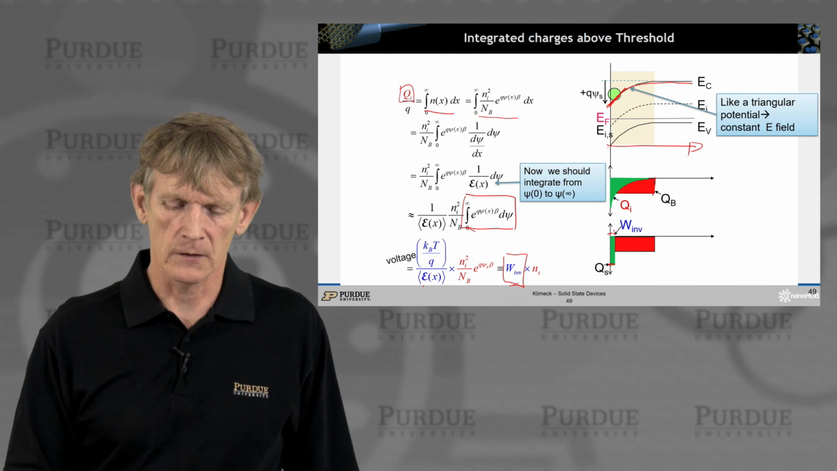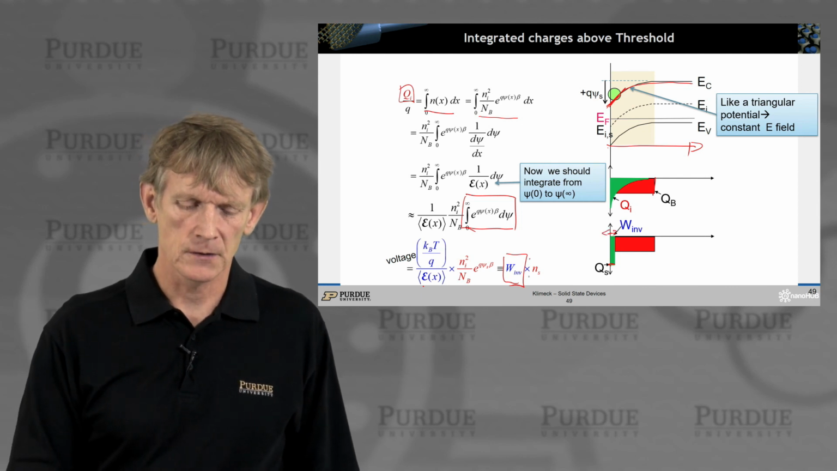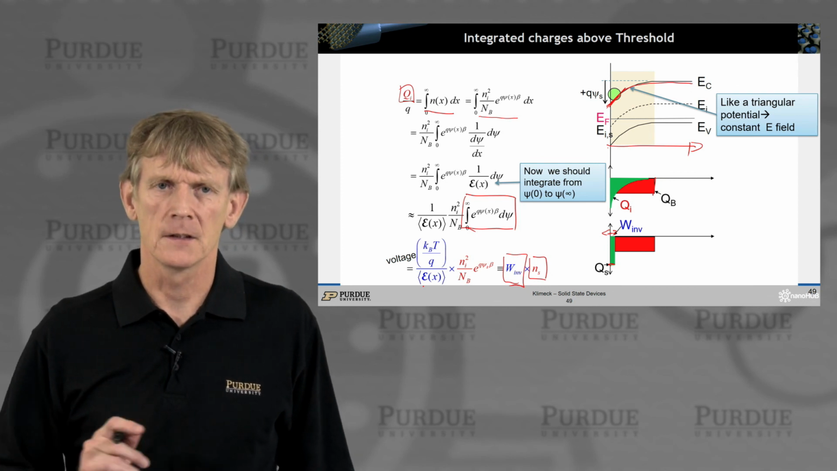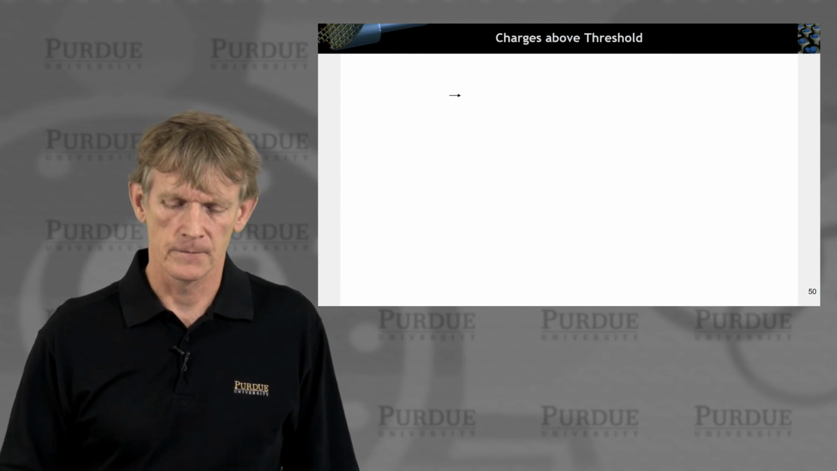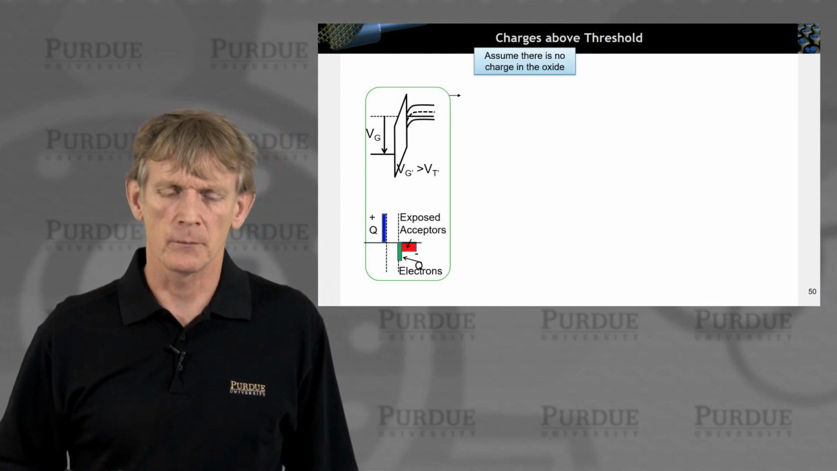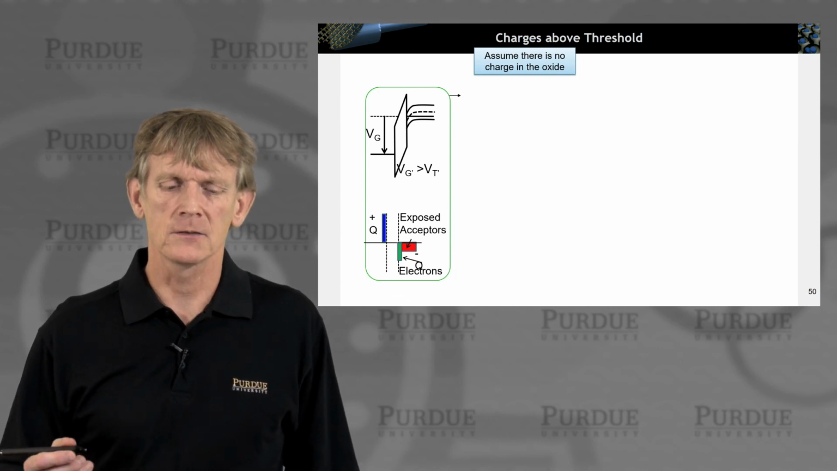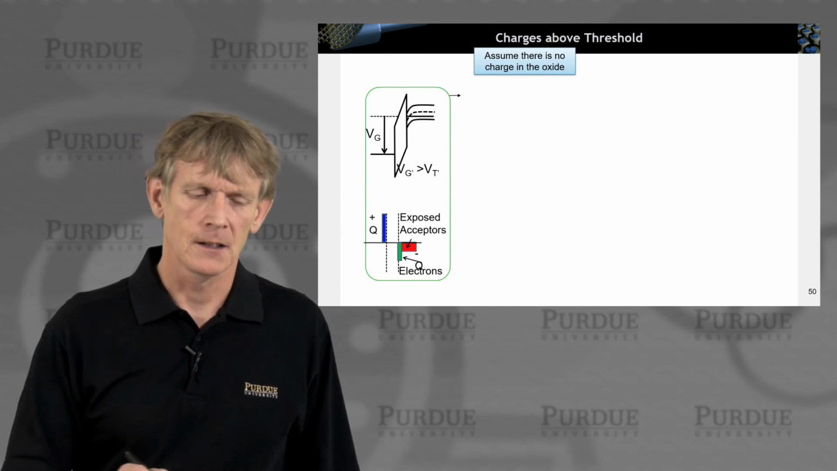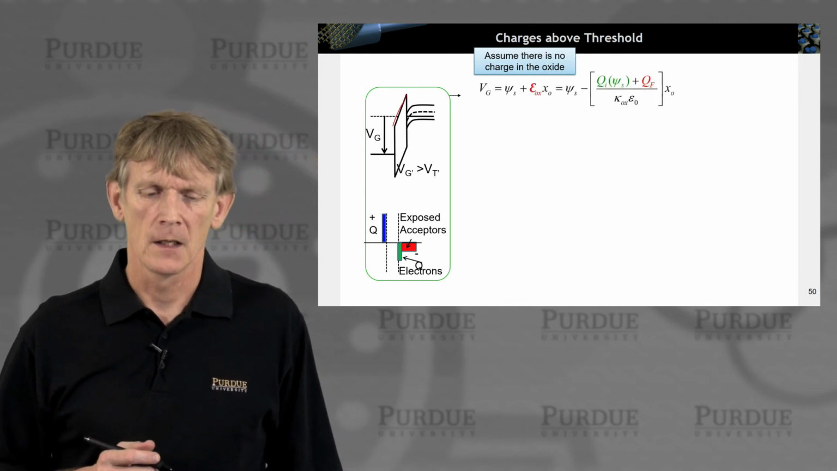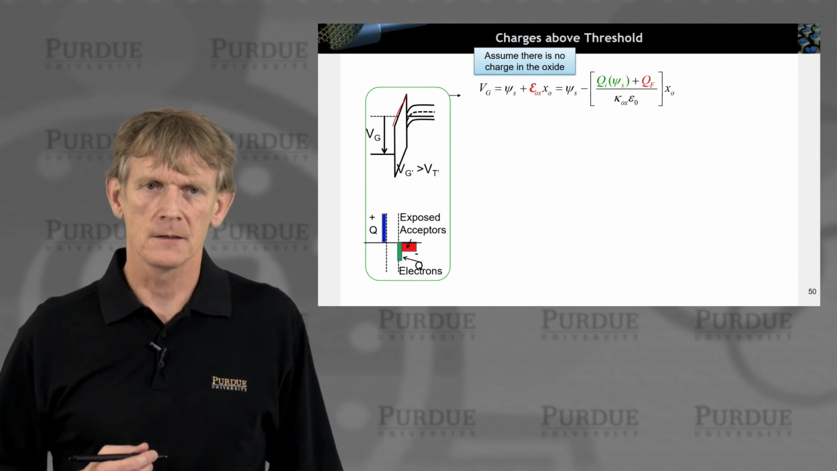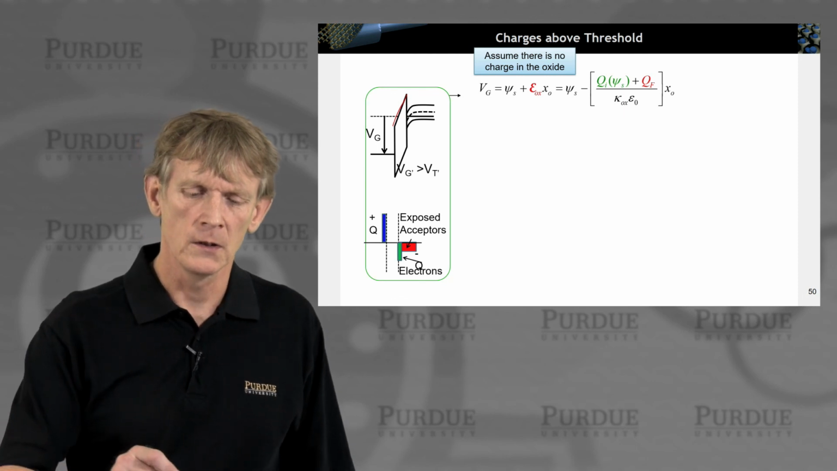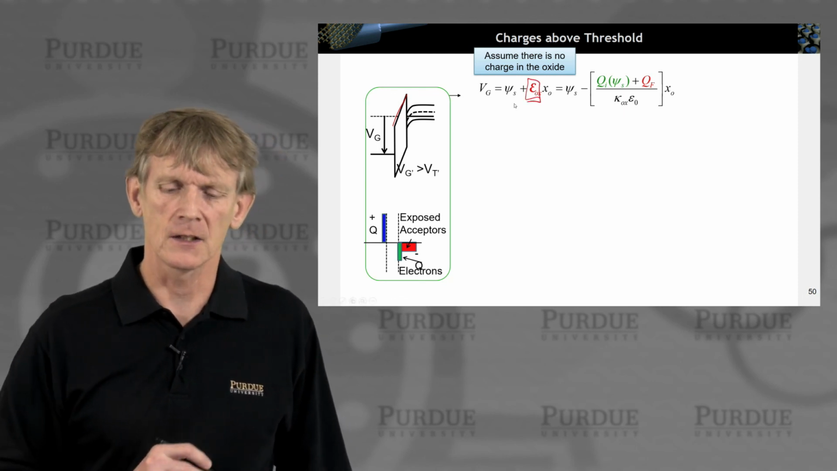So that's the width of the green area here, times some charge density that is in that inversion layer. So let's calculate these in more detail. The charge is above threshold. Let's assume, again, there's no charge in the oxide, so that means the potential here drops linearly, the field is constant, and if there's no charge in the oxide, you can write down the different potentials. So we know what the electric field in the oxide is.